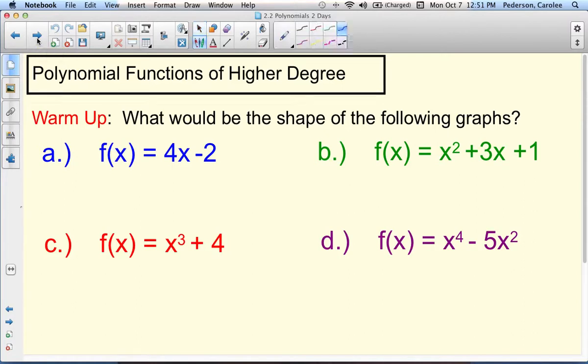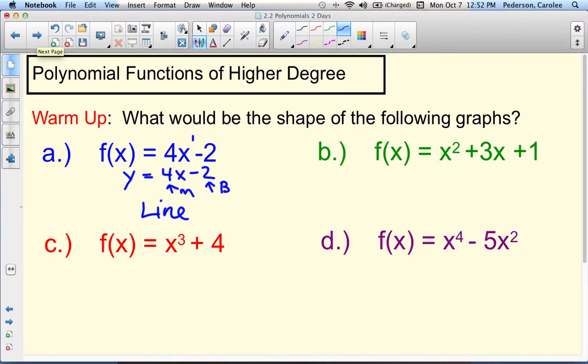So let's talk about the first example. f of x equals 4x minus 2. The degree is 1. You remember the degree is 1. If you think about this as dropping the f of x and replacing it with y, this is the slope, this is the y-intercept, this is a line.